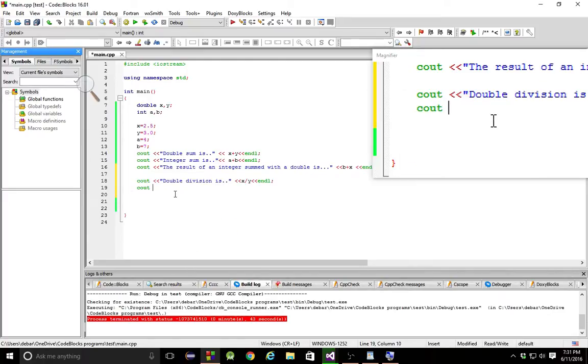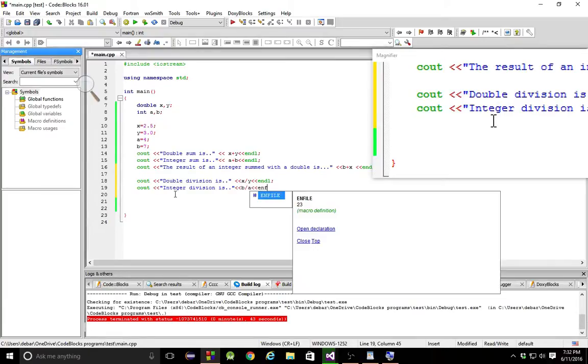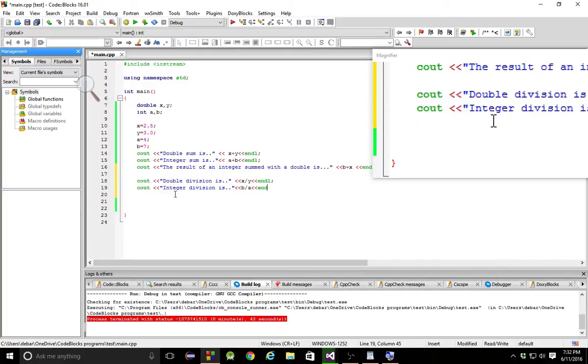Cout double division, okay, we did that, and then integer division is, we want to do, let's say, b over a, or whatever. It doesn't really matter, but, well, actually, let's do b over a. Nah, a over b, because that makes more sense.